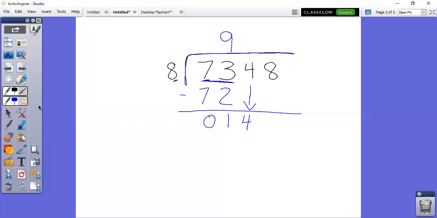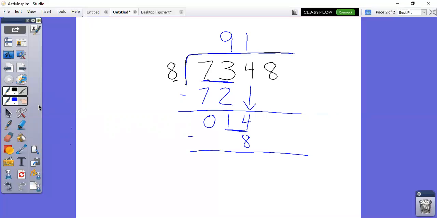Now we're going to start over. 14 divided by 8. Is the number inside the house, 14, bigger or smaller than 8? Number inside the house, 14, is bigger than 8, so we can do it. 14 divided by 8 is how much? 8 can go into 14 how many times? Just 1 time. 1 times 8 is 8.